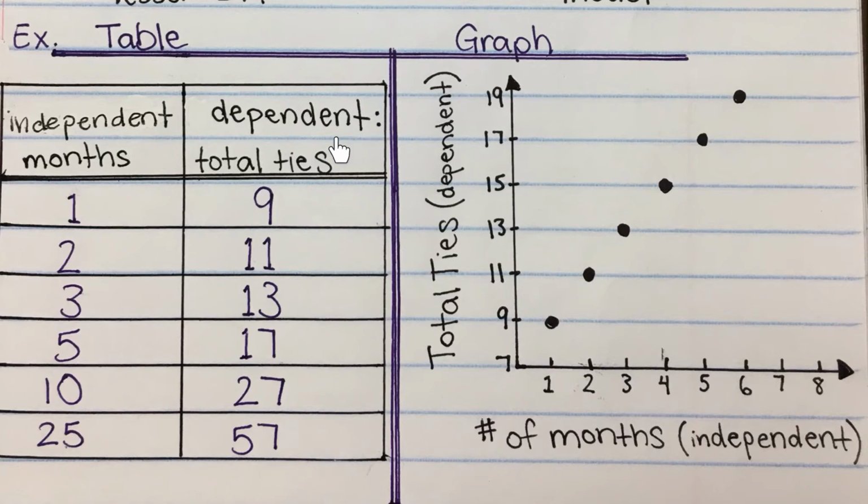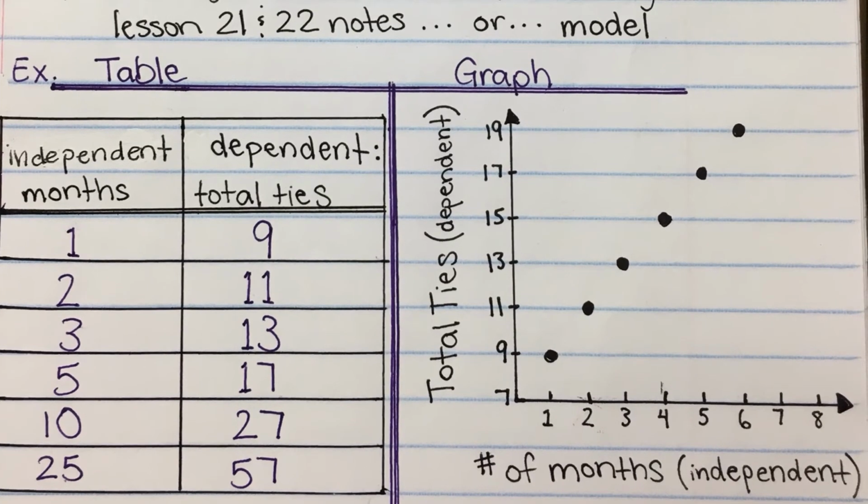The dependent variable, or the solution, is going to be the total number of ties, or the T in our equation. And if you have forgotten, our equation looks like this: T equals 2m plus 7.